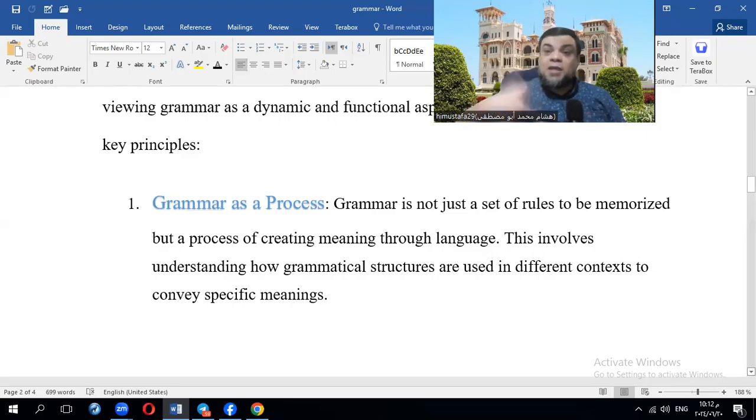So we create meaning through language. When we use grammar, we use it to create meaning. It's not detached from semantics. It's not detached from meaning. This involves understanding how grammatical structures are used in different contexts to convey specific meanings. So when I use the passive voice and the active voice, I should not focus on the structure of the passive and the structure of the active voice. No, I should focus on the difference in meaning between using passive and using active.